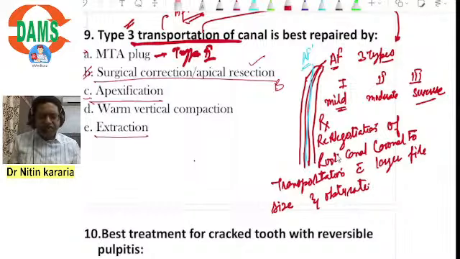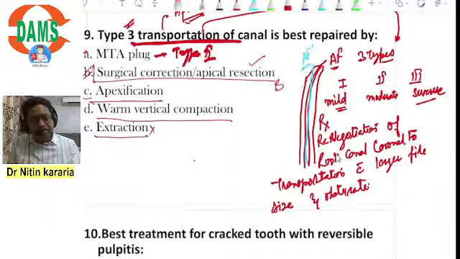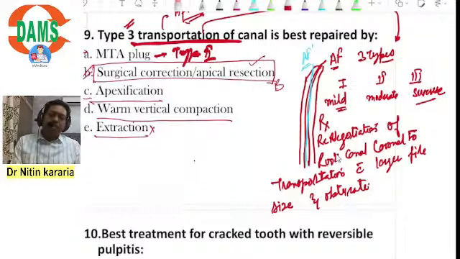Extraction is the last resort, it is not the management, and warm vertical compaction is a method of obturation, not the management of type 3 transportation. So what would be the answer over here? The answer would be surgical correction or apical resection.